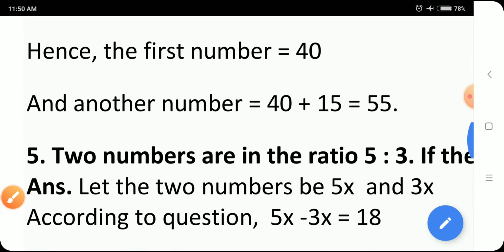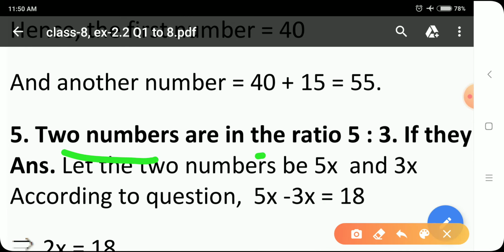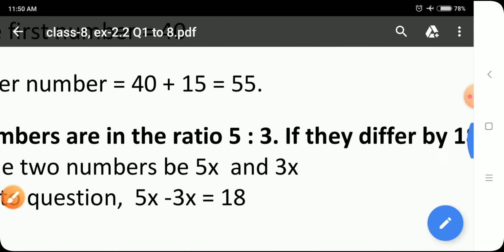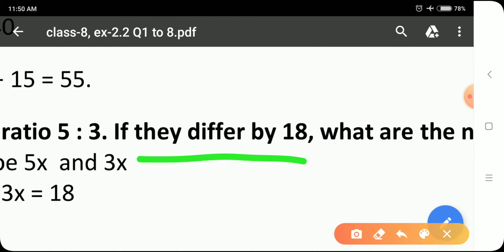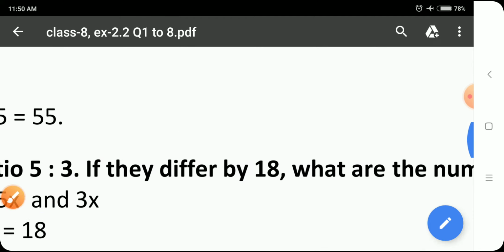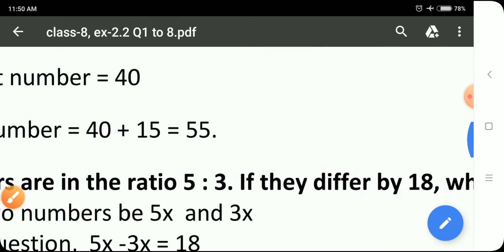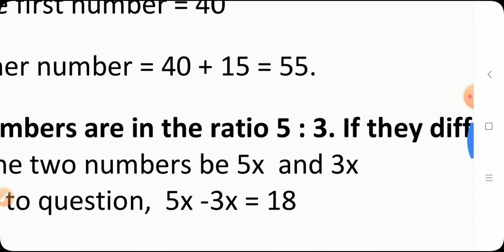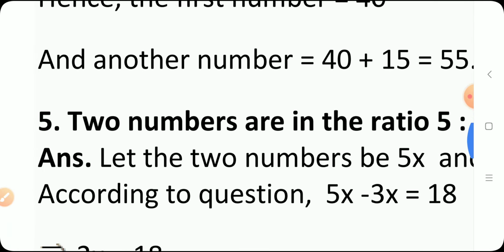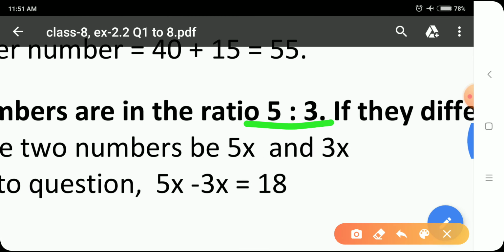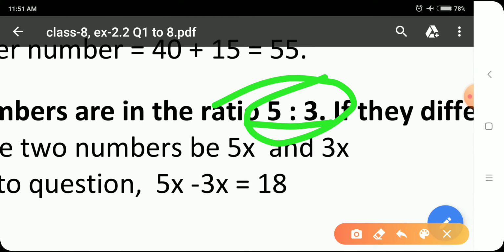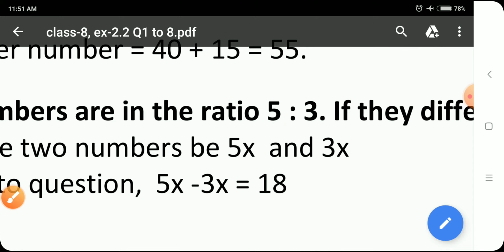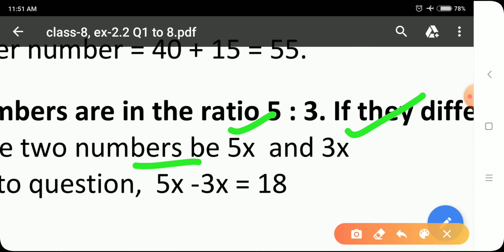Next question is question number 5. Two numbers are in the ratio 5:3. If they differ by 18, what are the numbers? Whenever a ratio is given, you will take that ratio in the variable x. So let the two numbers be, the ratio is 5:3, so let the two numbers be 5x and 3x.